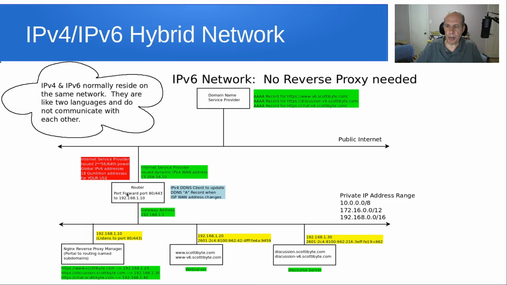So we don't have any need for port forwarding anymore because we have those unique addresses. The only other way I changed this diagram down here was in the case of the web server, I have my IPv4 address, but down here I have my global IPv6 address for that. And then over here I have a discourse server, and that would be its IPv4 address, which would be reachable by the reverse proxy only. But the IPv6 address is directly reachable over the internet using the IPv6 address.